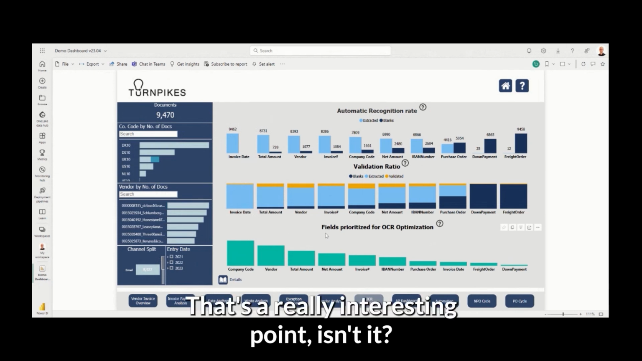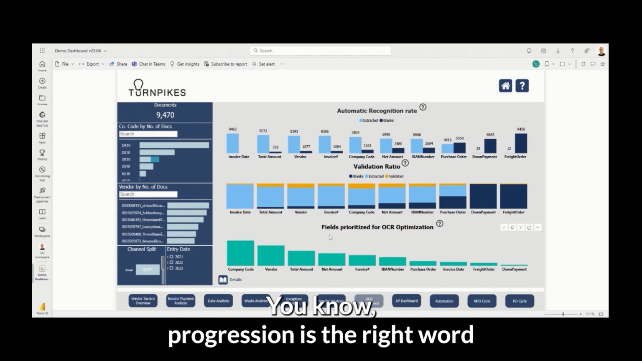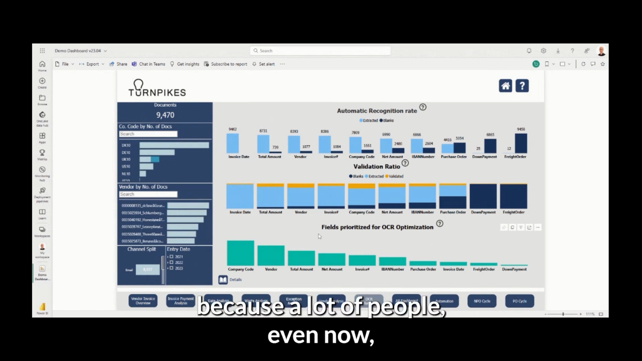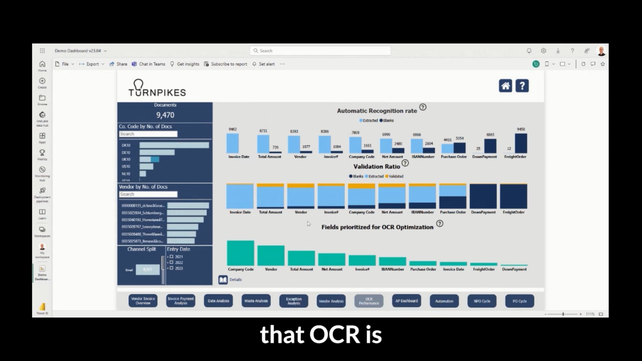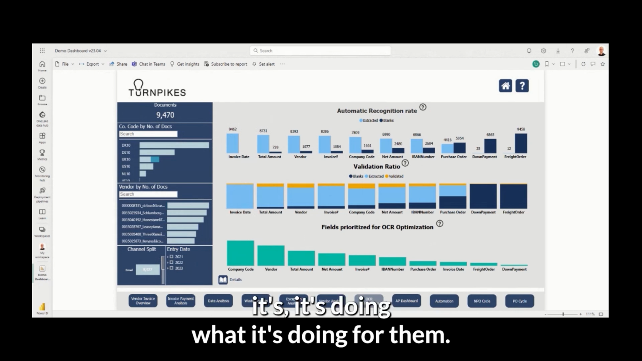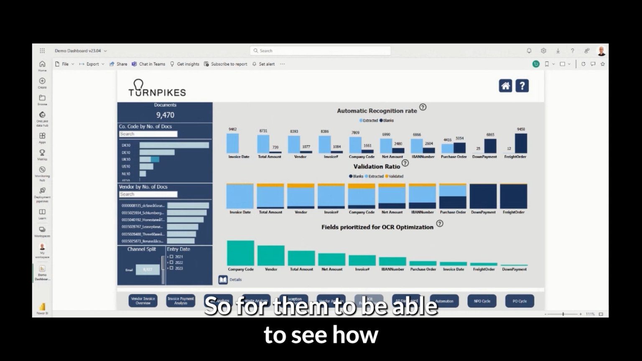That's a really interesting point, isn't it? Progression is the right word, because a lot of people, even now, we come across clients who aren't aware that OCR is doing what it's doing for them. So for them to be able to see how it's progressing, how it's learning, how much more impact it's having is vital, right? Indeed, indeed.